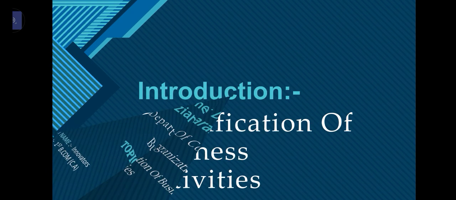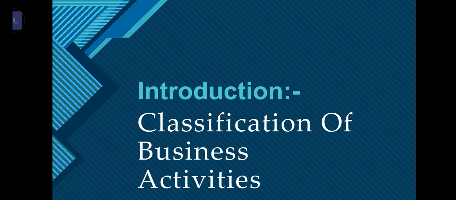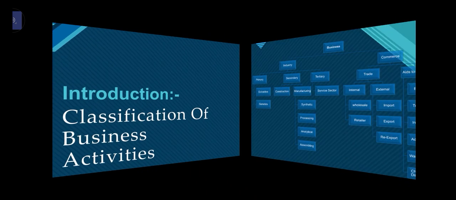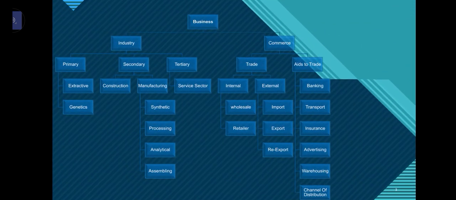Today my topic is classification of business activities. Here, business is classified into two types: first, industry, and second, commerce. Industry is classified into three types: extractive industry, genetic industry, and secondary industry. The secondary industry is classified into two types: first one construction, second one manufacturing.